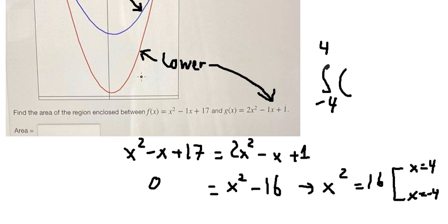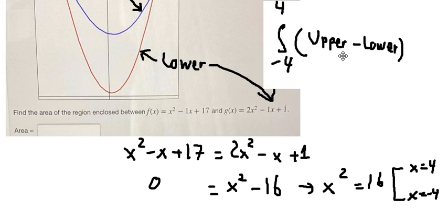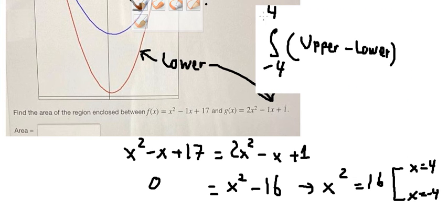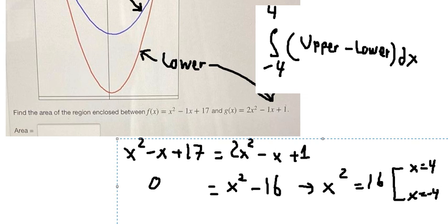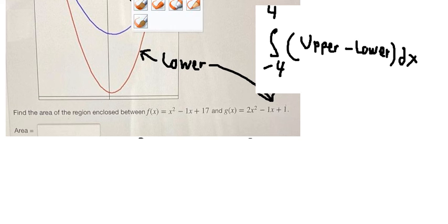So the first thing, we calculate the area in here. We need to use the upper function minus the lower function, and we have the s. So upper is this one, lower is this one. So when we calculate, we put two functions like this.